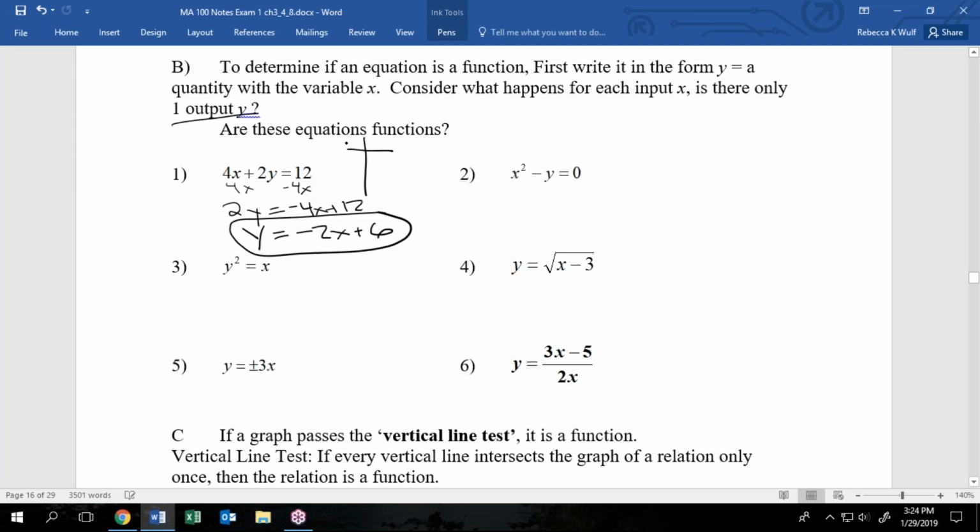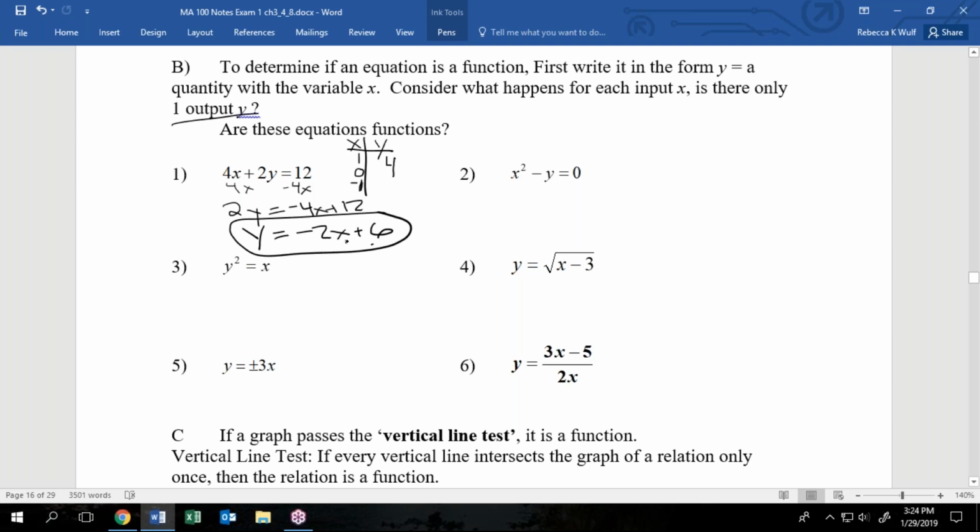So let's just try some easy values and think about it. Good values to try: 0, 1, -1. Always easy to try, right? Okay, so if I plug in 1, -2 times 1 is -2 plus 6. When x is 1, y is 4. And I actually don't really care what answer I got for y. What I care about is, did I only get one answer? I just got one number there, right? So that's looking pretty good.